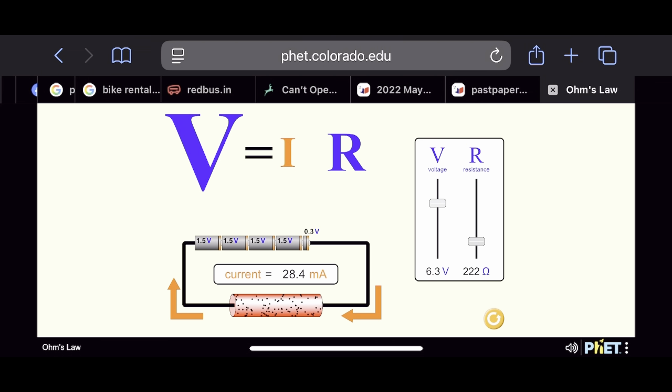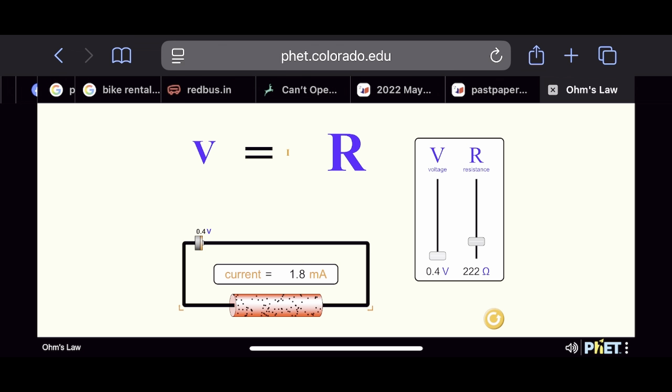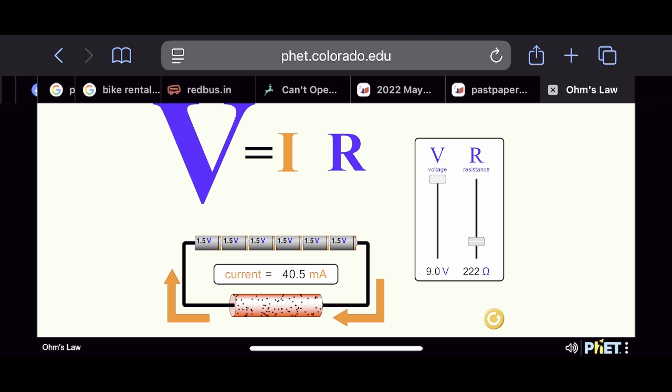As I increase the voltage, current is increasing. As I decrease the voltage, current is decreasing. As simple as that. As I increase, it is also increasing. Clear?